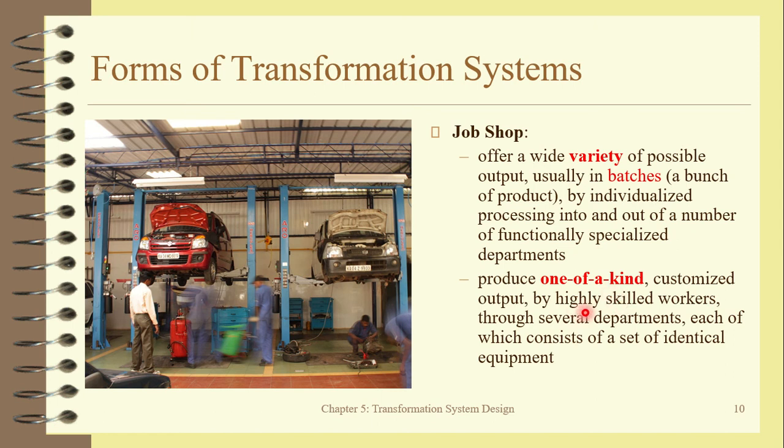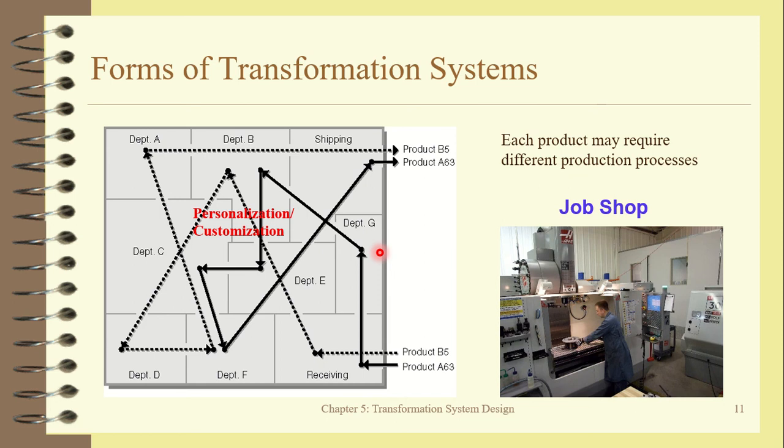So they need very highly skilled workers. A car repair shop is a form of the job shop. For the job shop, you divide the factory into several departments, in which each department consists of similar types of equipment and skilled workers. And because they produce a variety of products, each product may require a different production process.